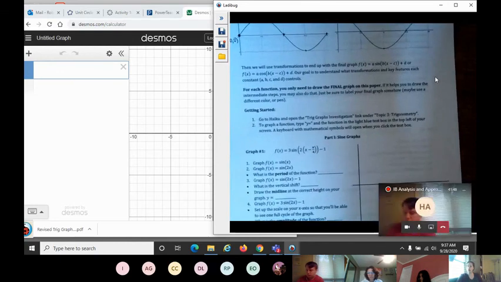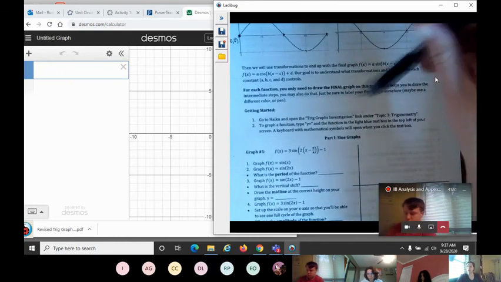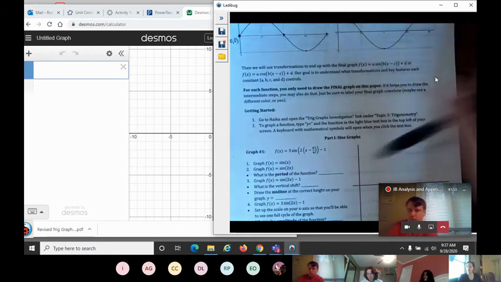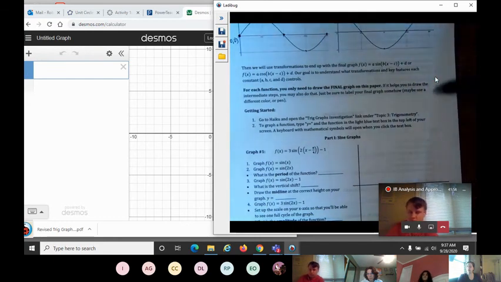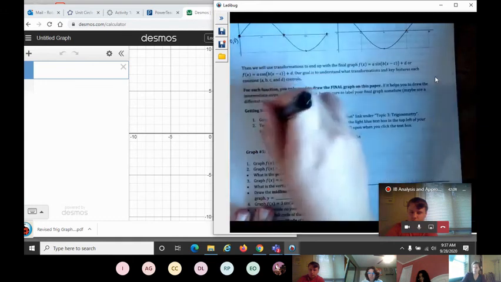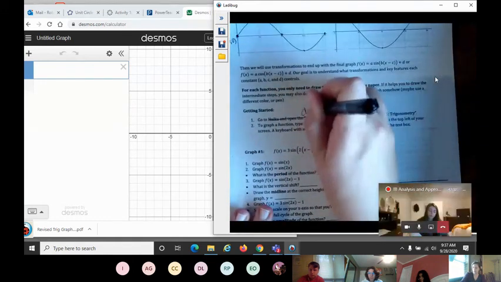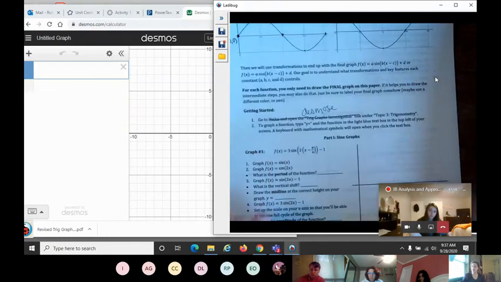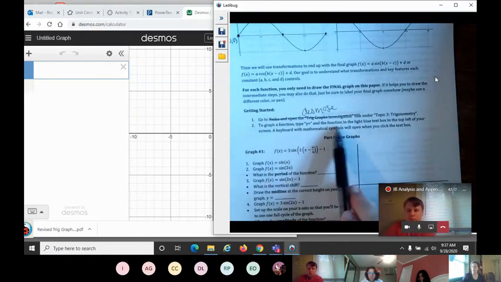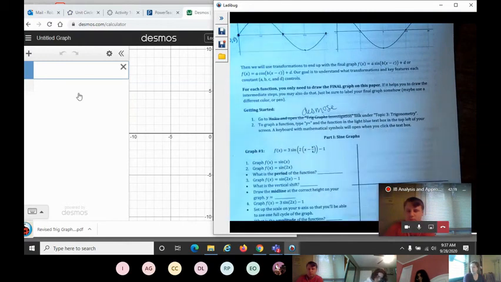For each function, you only need to draw the final graph on this paper, so put your final graph here. If it helps you to draw the intermediate steps, you may also do that. Be sure to label your final graph somehow, maybe use a different color pen or pencil. So you're going to go to Desmos. To graph a function, you type y equals, and the function will be in this light blue text box in the top left of your screen. A keyboard with mathematical symbols will be down here.